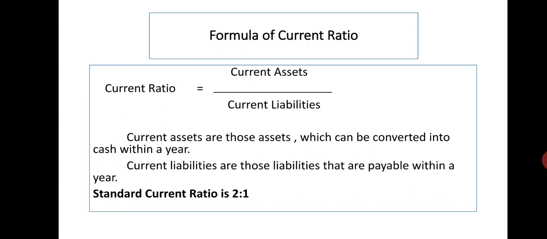And the standard current ratio is 2:1. So 2:1 means what? 2 is current assets and 1 is current liabilities. Current assets should be 2 times the current liabilities. Suppose, for example, in a company, if current liabilities are rupees 1 lakh, then current assets should be rupees 2 lakh. So this means current assets should be 2 times the current liabilities.